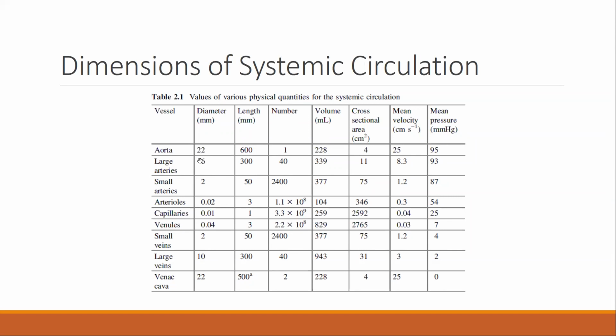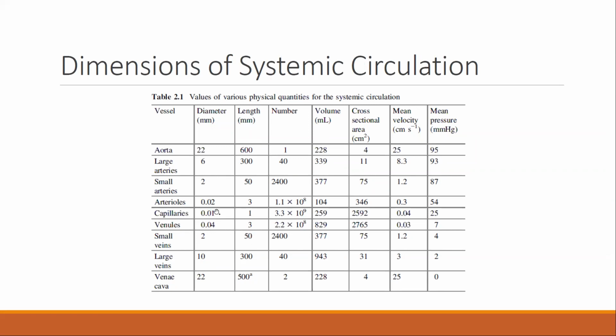Once you branch off the aorta, some of the larger arteries have a diameter of about 6 millimeters. Then you go a bit smaller, and those smaller arteries have a diameter of about 2. Once you get down to the very smallest capillaries, you can see that these have a diameter of about 0.01 millimeters. So that's really tiny. Imagine how small a millimeter is, and then think about 1% of that. That's how small a capillary is.